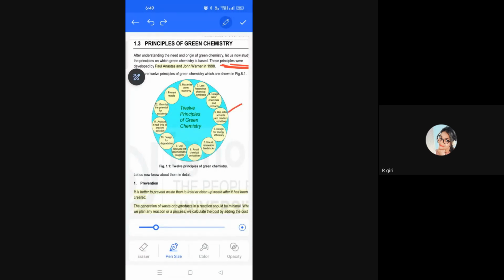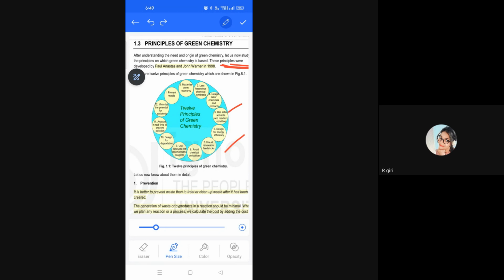Then use safer solvent and reaction conditions, design for energy efficiency, use of renewable feedstock, avoid chemical derivatives, use of catalyst not stoichiometric reagent, design for degradation, analyze in real time to prevent pollution, minimize the potential for accidents. One by one, we will discuss the 12 principles. Only 2 to 3 points I will discuss for each heading.